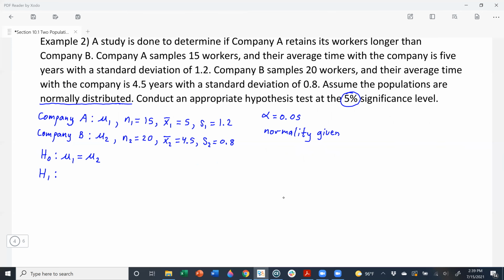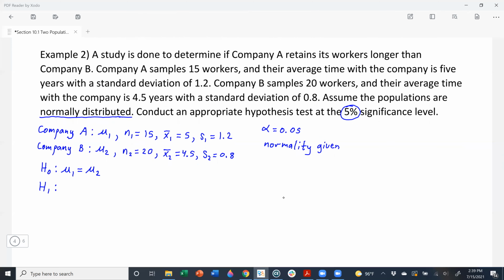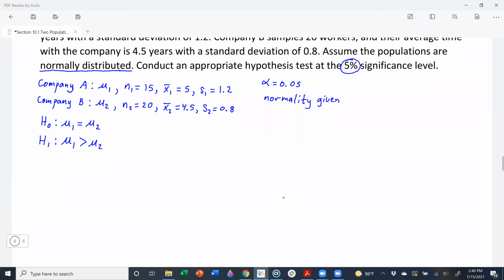Now for the alternative hypothesis, we want to think about what the actual claim is. A study is done to determine if company A retains its workers longer. So for the alternative hypothesis, we're interested in company A, which I called mu 1. We want to see if that is larger retainment than mu 2, which I labeled as company B. So that tells me it is a right-tailed test.